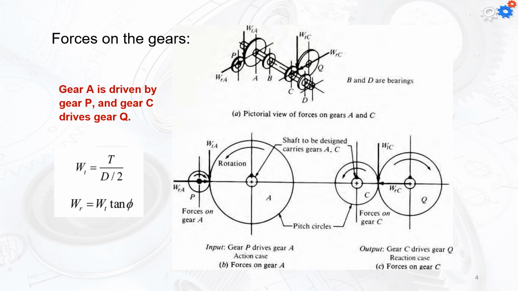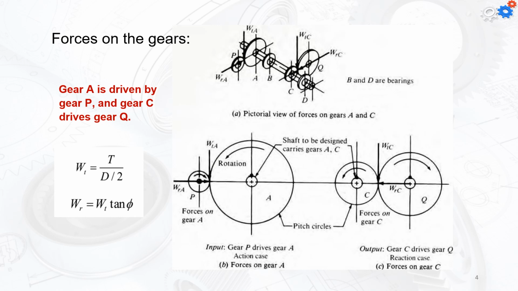We need to have a side look on the gears. So we said that the gear A is going to be receiving the power from the gear P. So the gear A is going to be the driven gear, and the gear P is going to be the drive gear. The gear C is going to be the drive gear, and the gear Q is going to be the driven gear. This will help me to find the direction of the forces we are going to have on the gear A and the gear C.